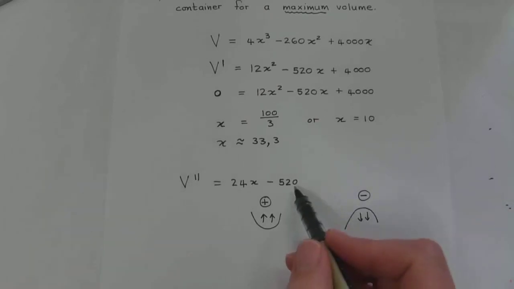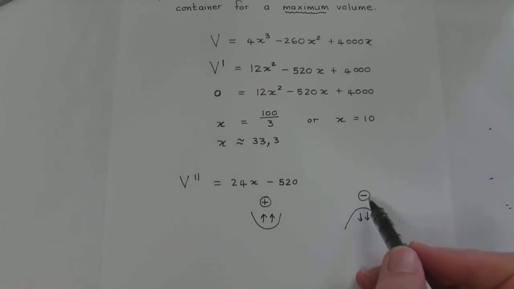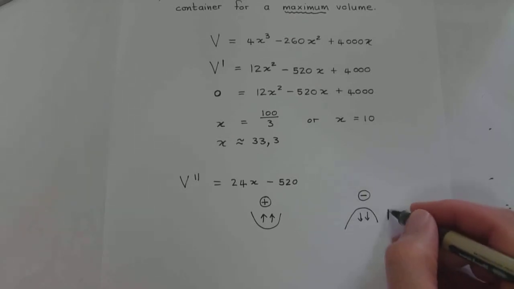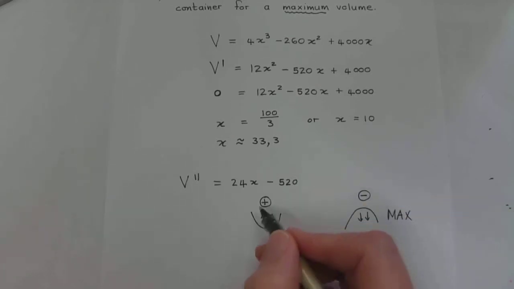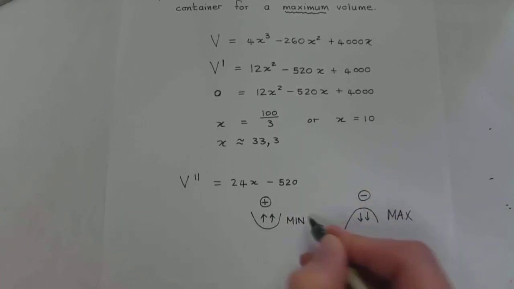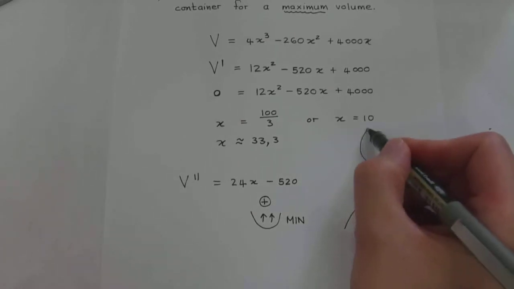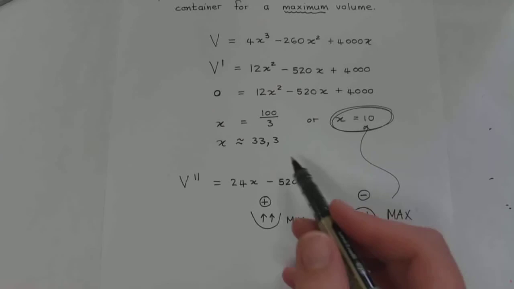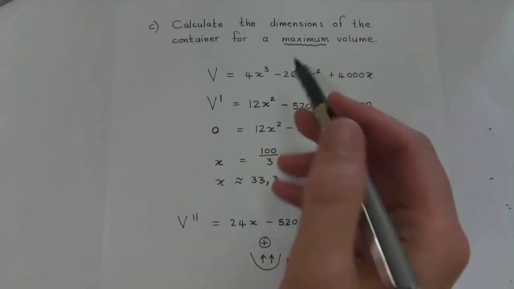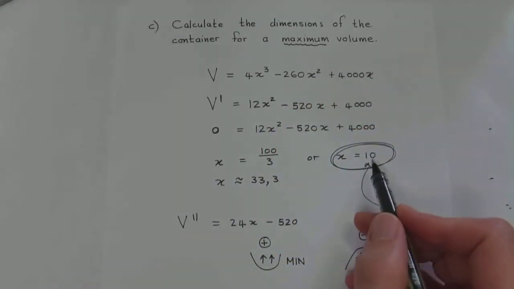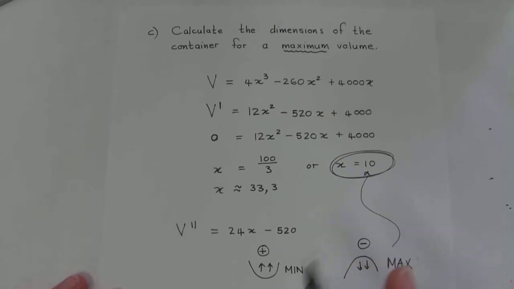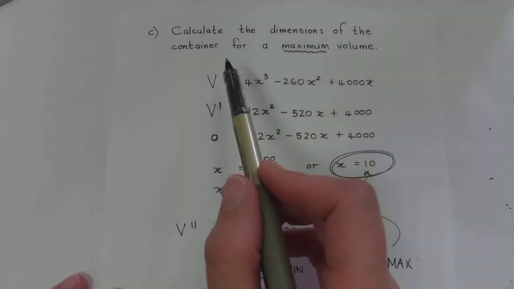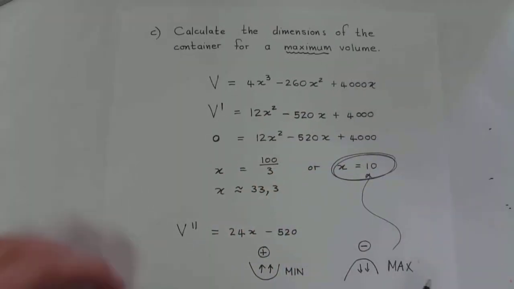And because that second derivative is negative and it's concave down, this is the maximum, whereas this one is the minimum. So specifically here, 10, that one right there, is the one that gives us a maximum. This one gives us a minimum, and they ask for a maximum volume, so I'm going to continue with x equal to 10. So the question was, calculate the dimensions of the container for a maximum volume.